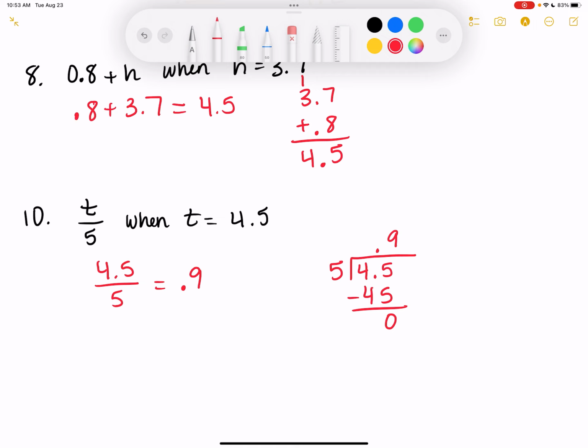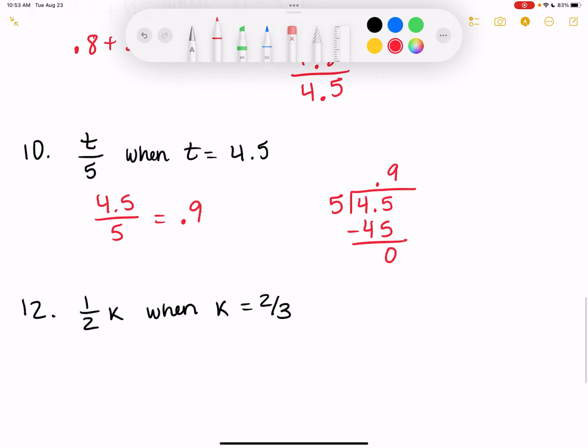All right, let's do another one. Number 12. 1/2 k when k equals 2/3. So we're going to replace k with 2/3. So I have 1/2 times 2 over 3. And again, because I have a number times a number, I'm using the parentheses around the one that I'm plugging in.